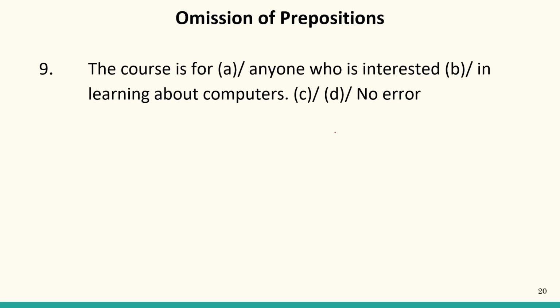The code says for anyone who is interested in learning about computers. So, one who is interested in learning computers, not about. So again, learning is a transitive verb. About is not needed over here. So our answer should be C, that is remove about. So C part contains the error.